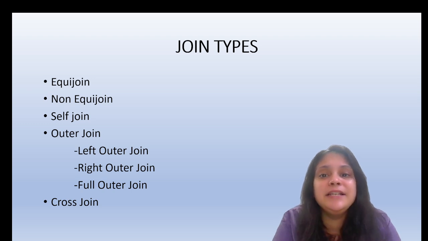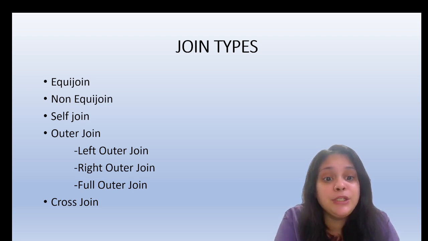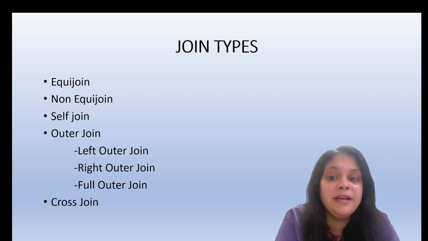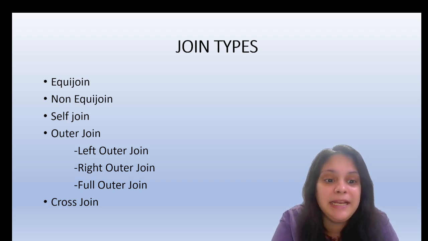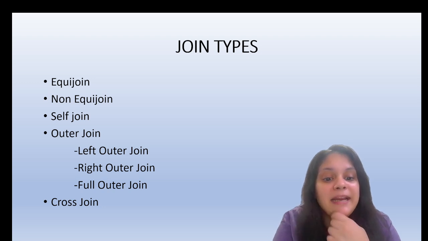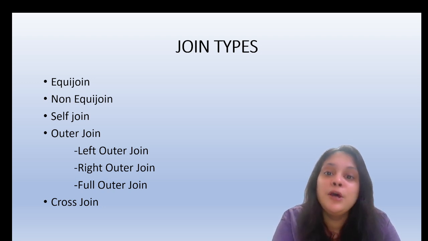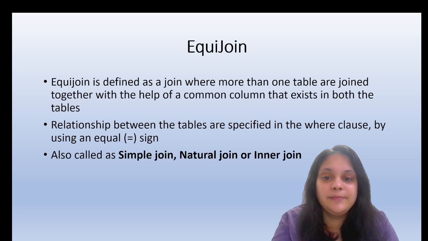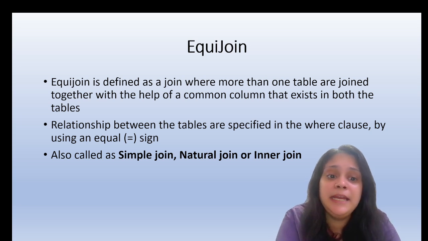We are having various types of joins like equijoin, non-equijoin, self-join. Outer join also has subtypes like left outer join, right outer join, full outer join, and the cross join. We will be seeing each and every join with the help of examples in detail. So let's start with equijoin.